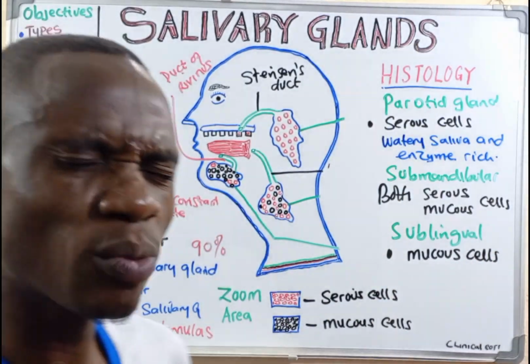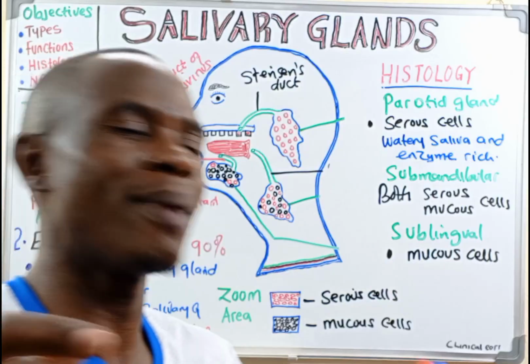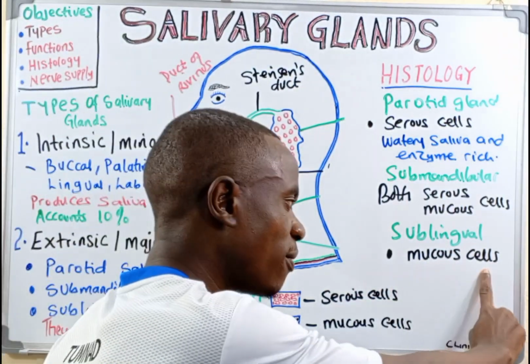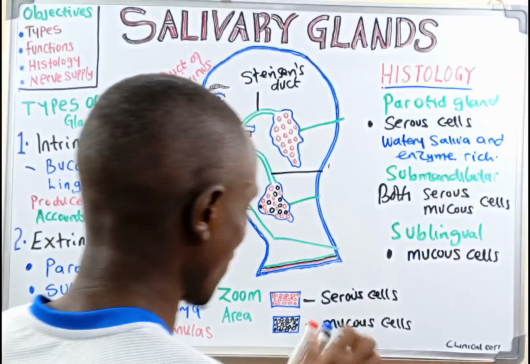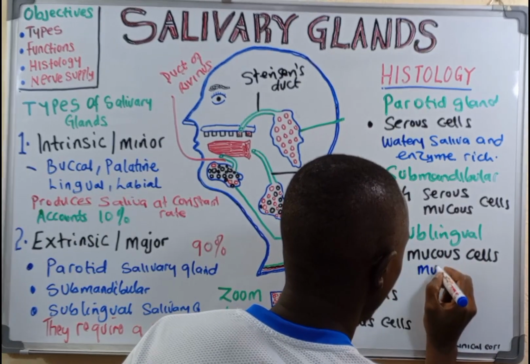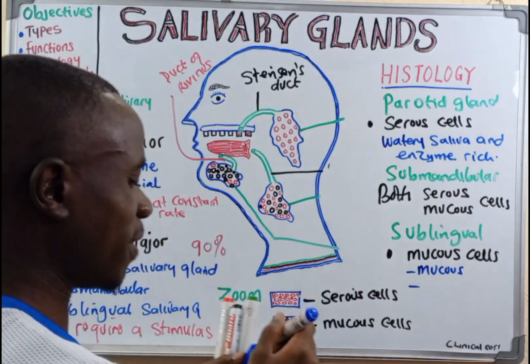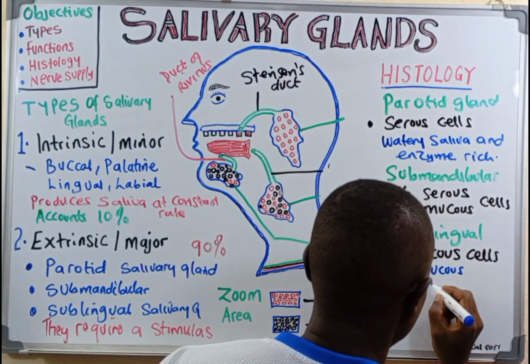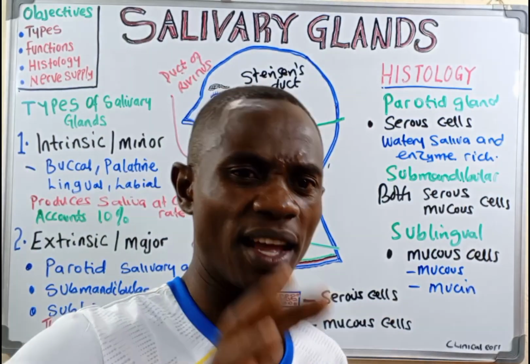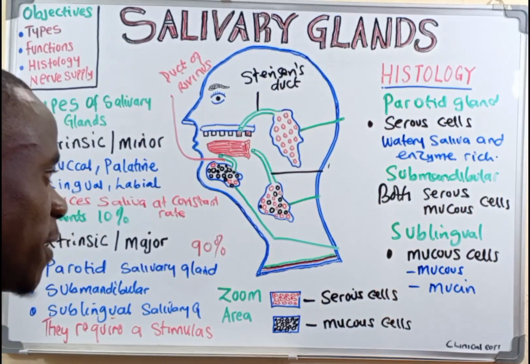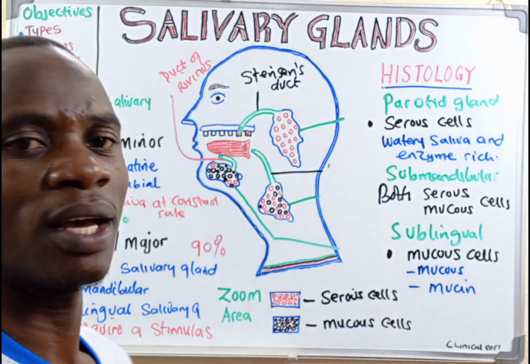However, we are going to be having a very little percentage of serous cells, but primarily the sublingual salivary glands are made up of mucus cells. And of course, when we talk of the mucus cells, these are going to be producing mucus, which contains different kinds of proteins like the protein mucin, which makes the saliva a bit thick and viscous. So now that is the histology part of the major salivary glands.